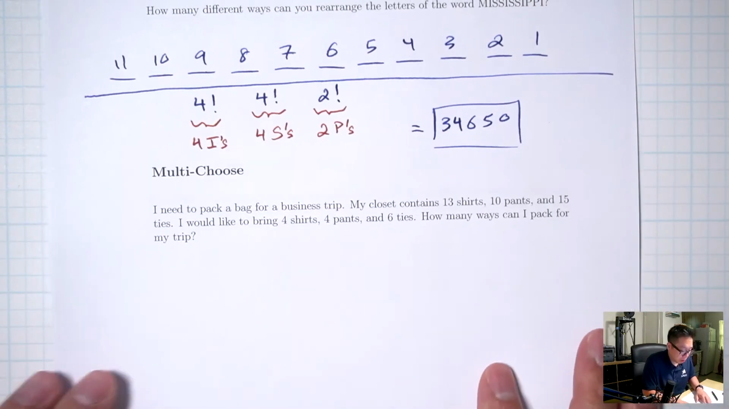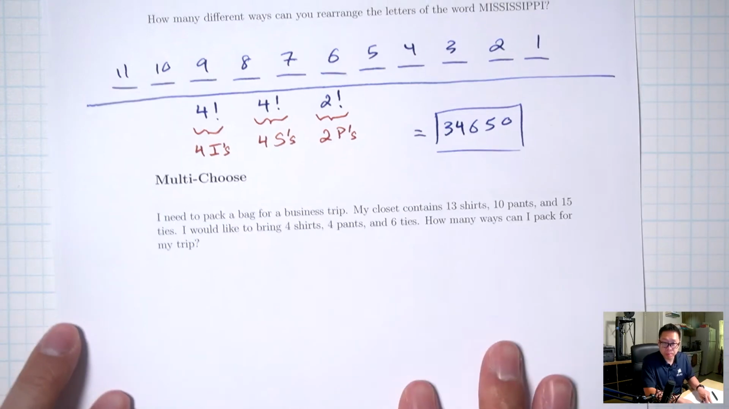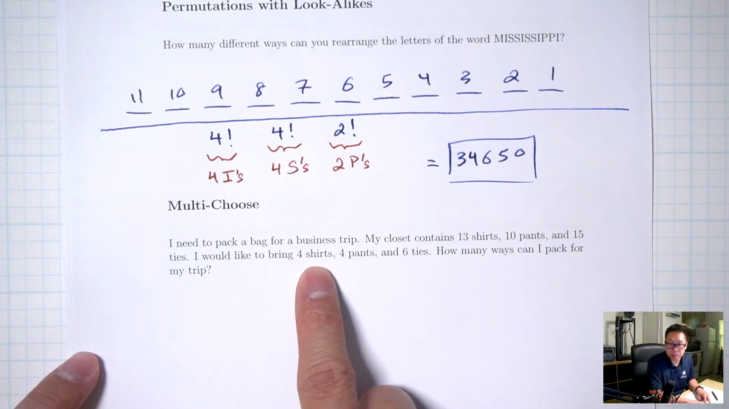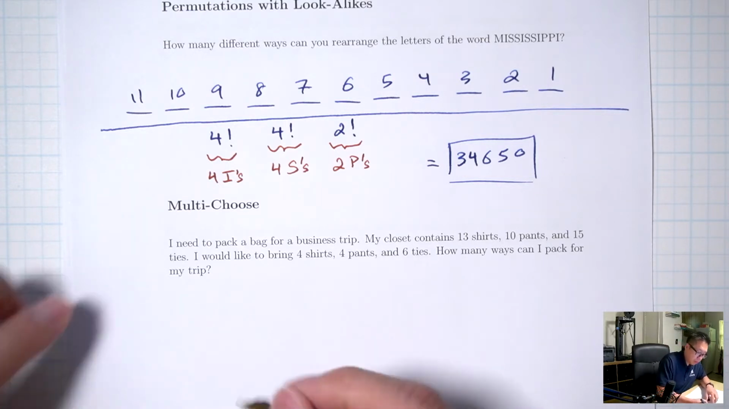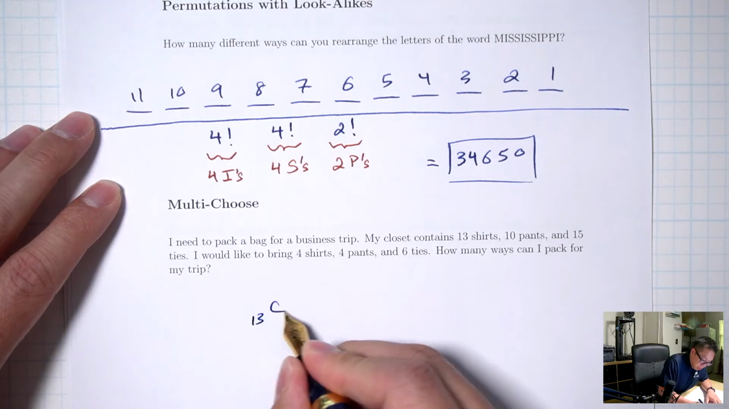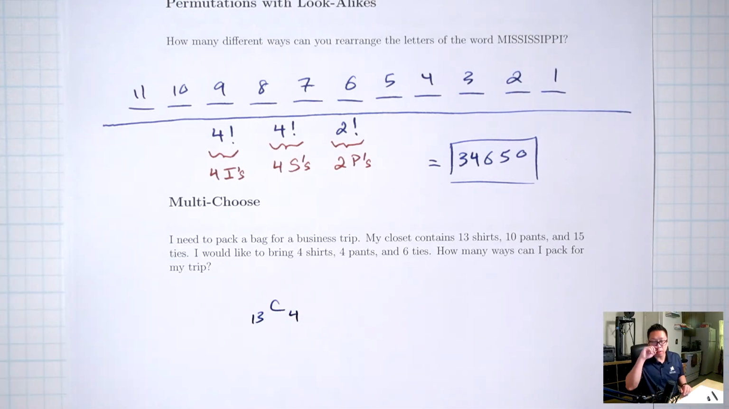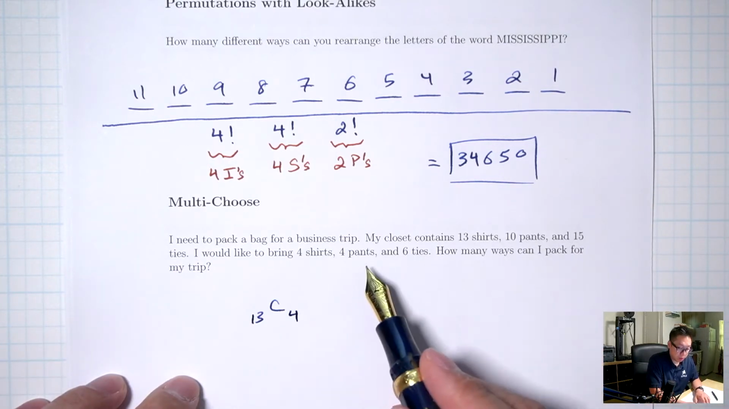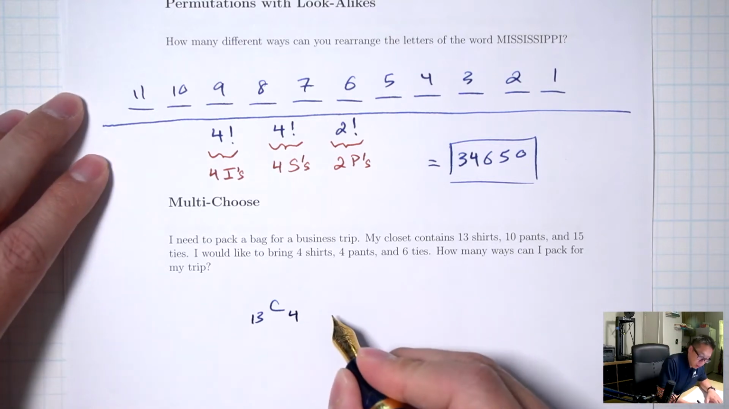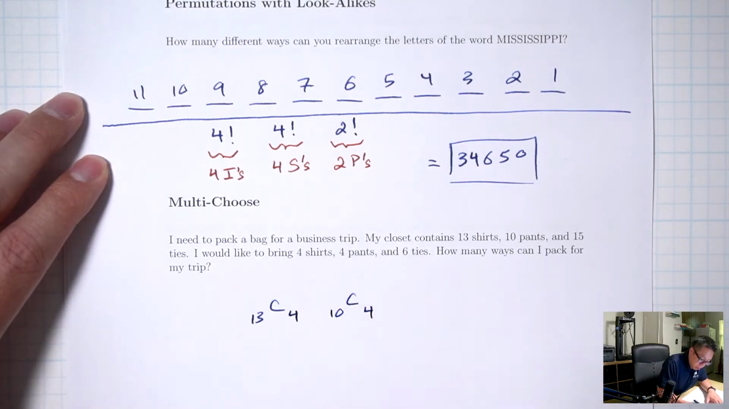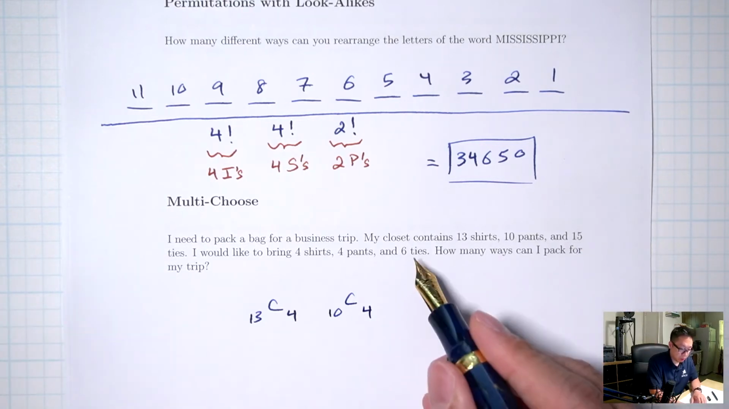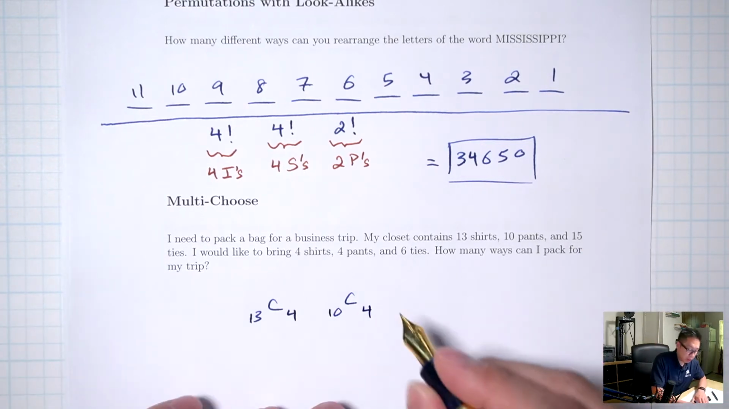So how would I do this? I would first pick my shirts. I have 13 shirts total, and I'm picking 4 of them. So this is going to be 13 choose 4. That takes care of my shirts. And then I'm going to choose my pants. I have 10 pants total, and then I'm choosing 4. That's going to be 10 choose 4. And then my ties, I have 15 ties total. I'm choosing 6. That's going to be 15 choose 6.